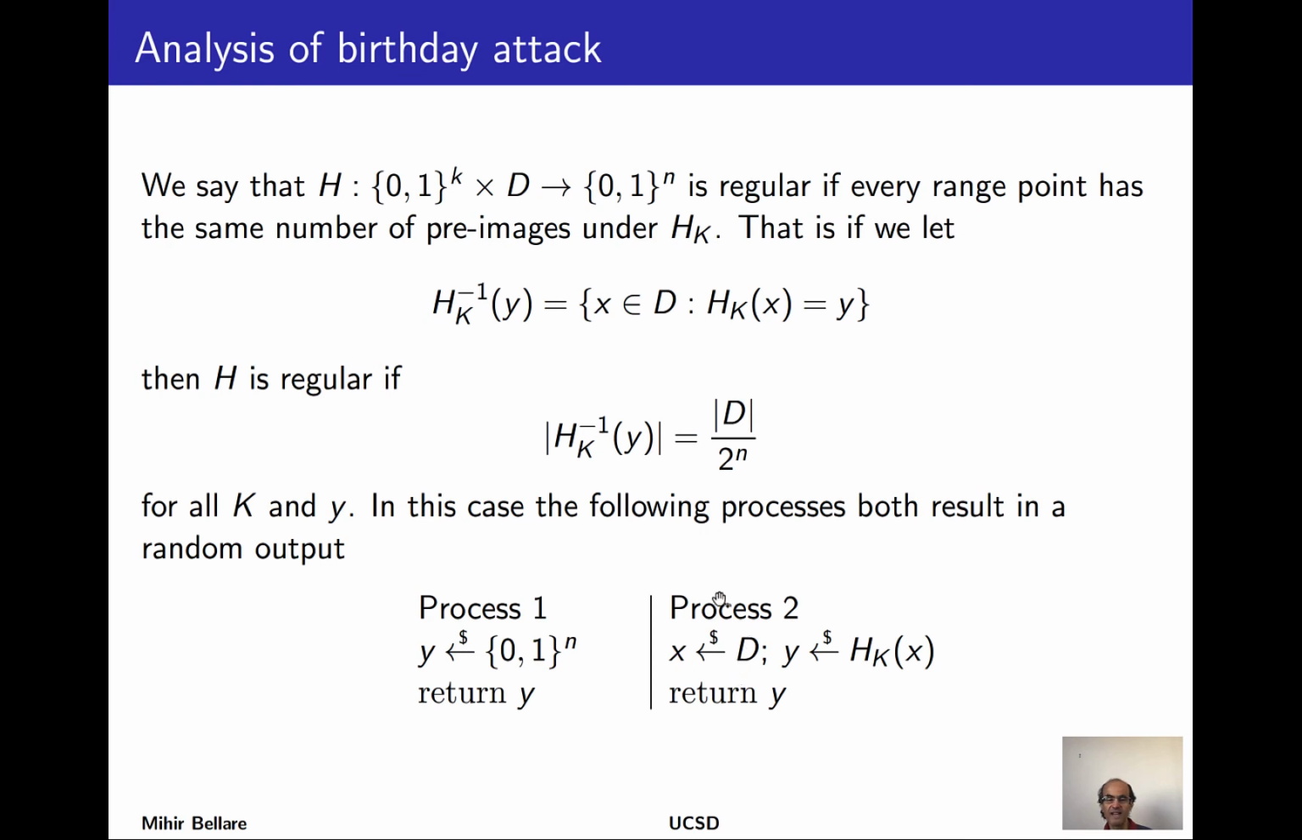How can you see that? Well, when you pick x at random from here and you map it, you can think of it as being chosen at random from the pre-image of whatever you get. And since these pre-images all have the same size, a simple calculation shows that the probability of getting any particular y through this is exactly 1 in 2 to the power n, exactly as you would like over here.